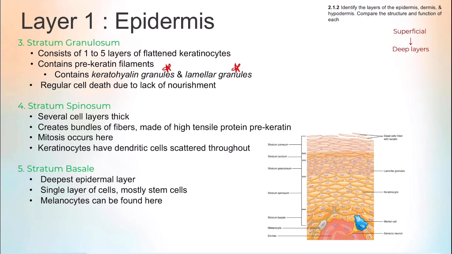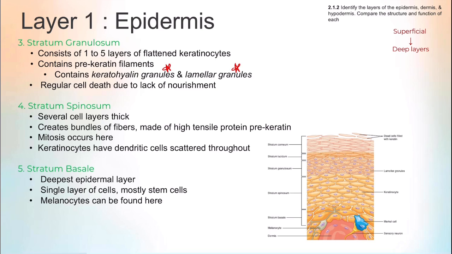Now, these cells are still 100% alive. They're healthy. They're still doing their cellular division of mitosis, and they're still trying to complete their life cycle. In this stage, we see lots of keratinocytes and lots of dendritic or Langerhans cells that exist in this region. Now, as we move down to our very last layer, this is the stratum basale. This is our deepest epidermal layer. It sits right on top of our dermis, and this is going to be a single layer of cells.